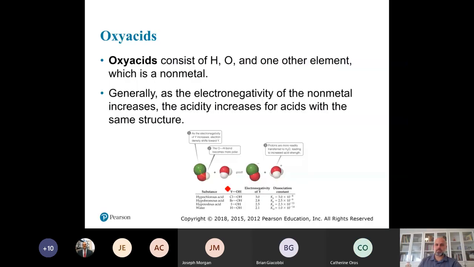All right. So you can see in these examples, obviously, as you move down in the periodic table, your electronegativity is decreasing. As your electronegativity decreases, your acidity decreases because it's pulling less electron density away from that OH bond.